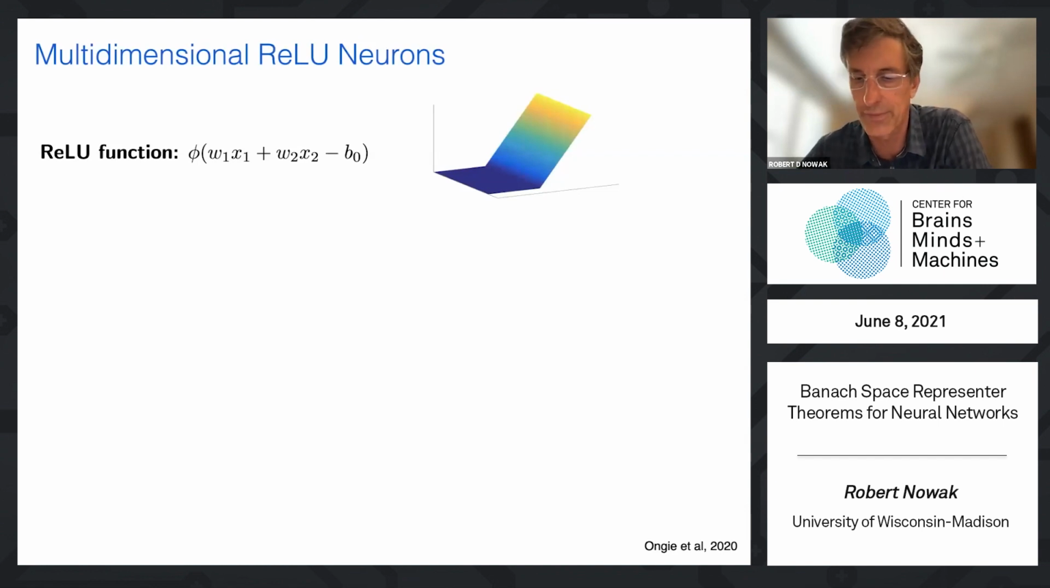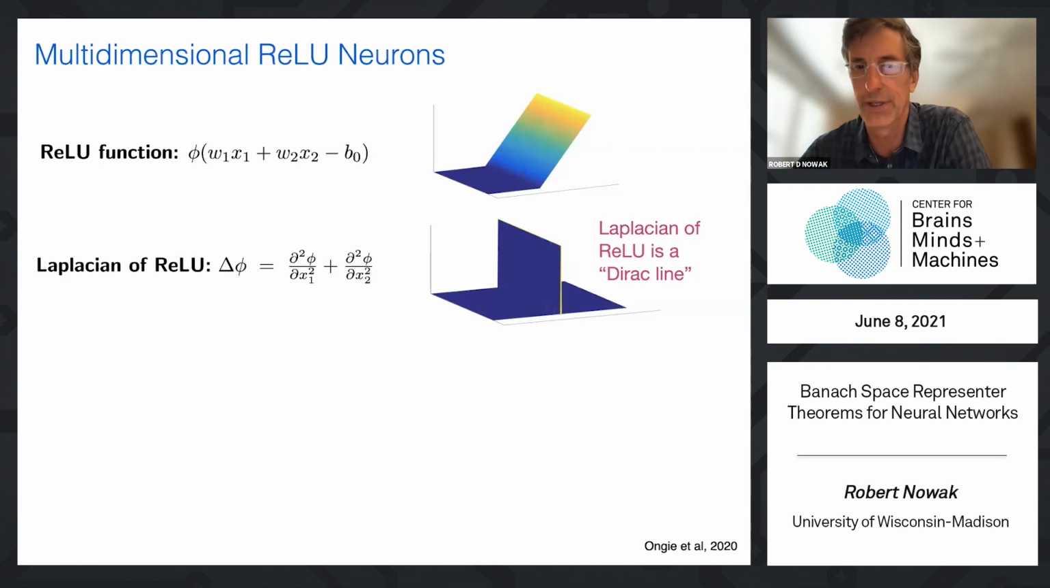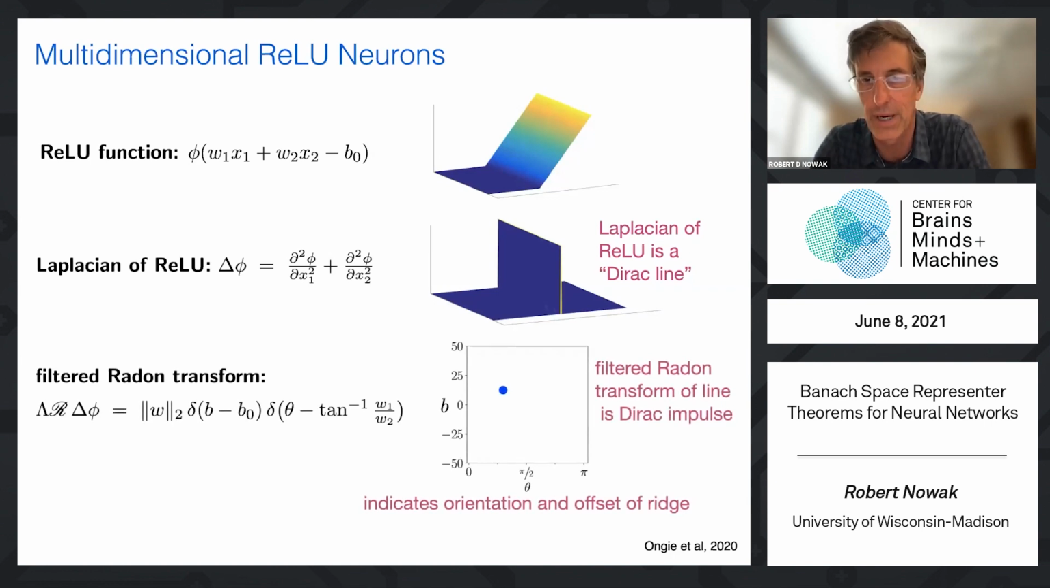So here's a 2-dimensional rectified linear unit. If I take the second derivative in 2 dimensions, we can do that by using the Laplacian operator, which takes the second derivative in the first variable x1 plus the second derivative in the second variable x2. Again, if I take 1 derivative, I get a step function. If I take 2 derivatives, the second derivative is going to be 0 everywhere except along the activation threshold of that ReLU. That gives us what I'll call a Dirac line. And if you take the Radon transform of a line, you get a point. That would be familiar to most people who've encountered computed tomography. What's beautiful about this is that the location of this point, or Dirac impulse, in the Radon transform domain exactly reveals the orientation and offset, or bias, of the neuron in question.